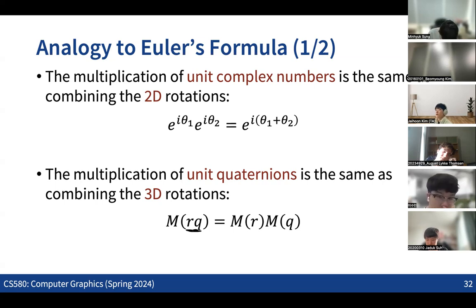So in the 2D case, we had the representation that the multiplication corresponds to the combination of the 2D rotations. We are also seeing the same case: the multiplication of the unit quaternions corresponds to the combination of the 3D rotations. Is this clear? I recommend you check this out, whether this is true or not.